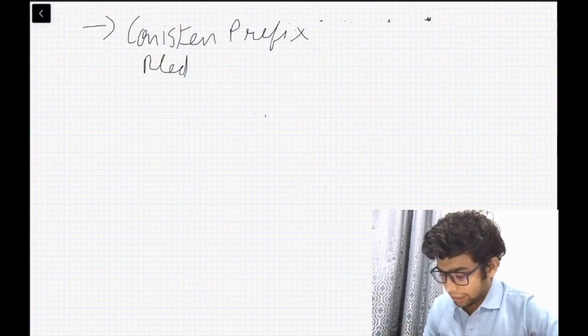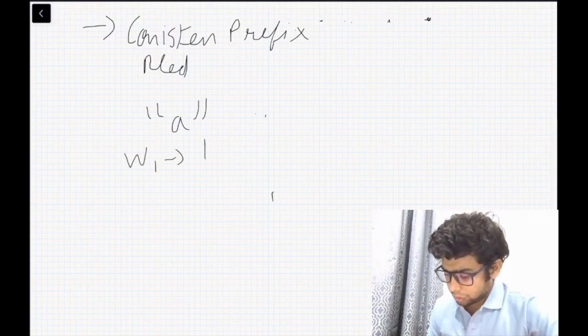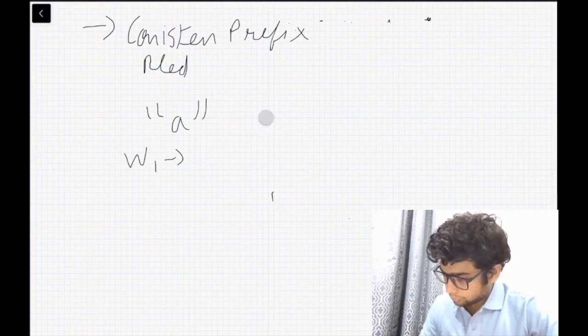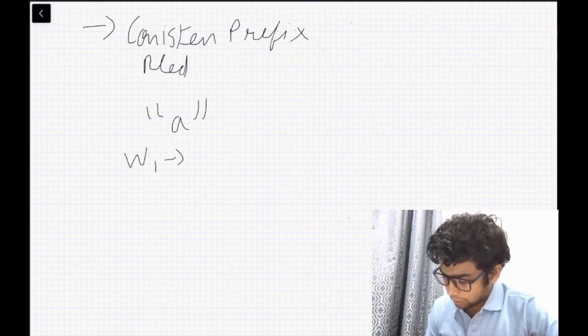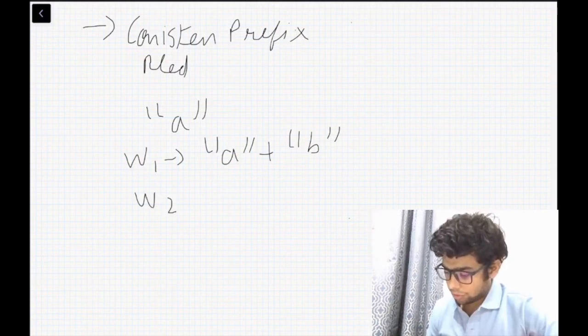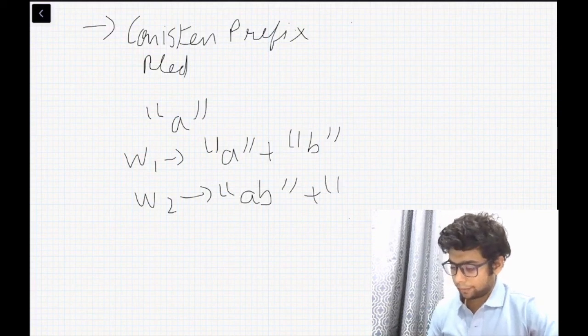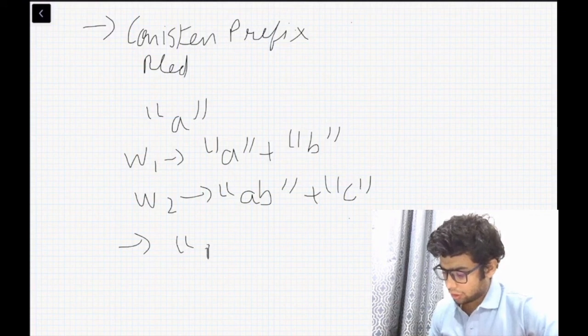So let's say we have a random string A, and our write one adds B to it. So this becomes A plus B, and our write two adds C to it. So this becomes AB plus C. Now the final result of this would be A, B, C on our master.